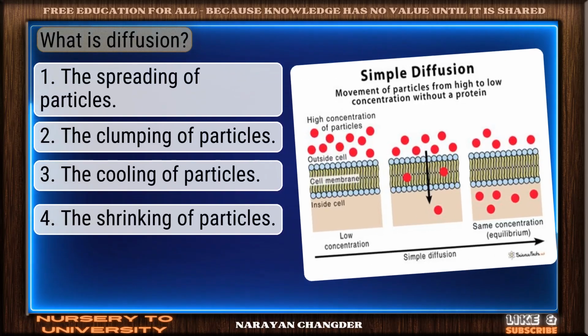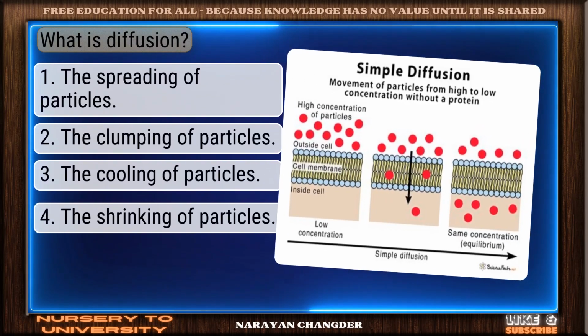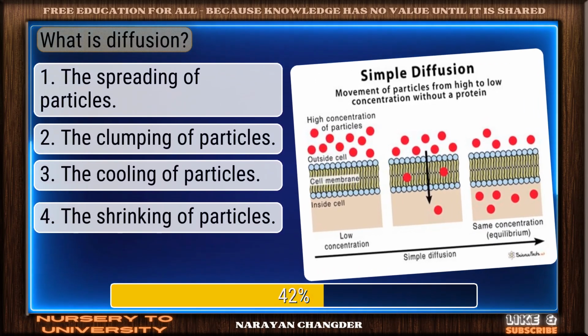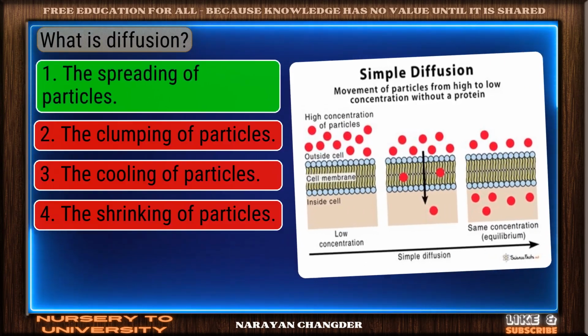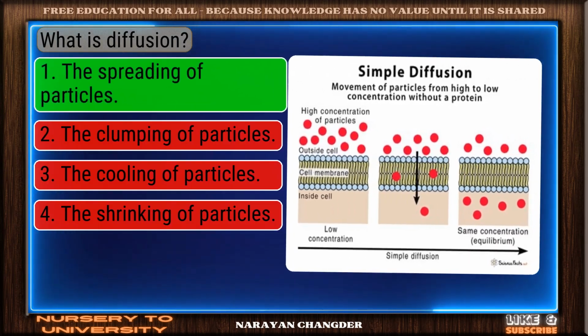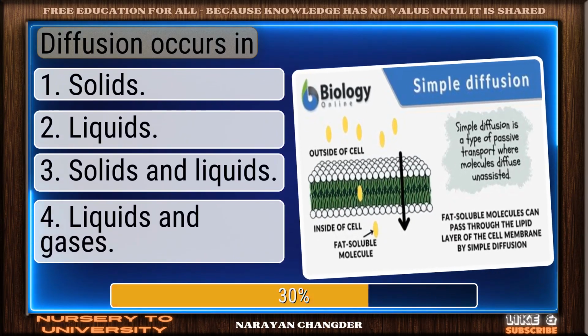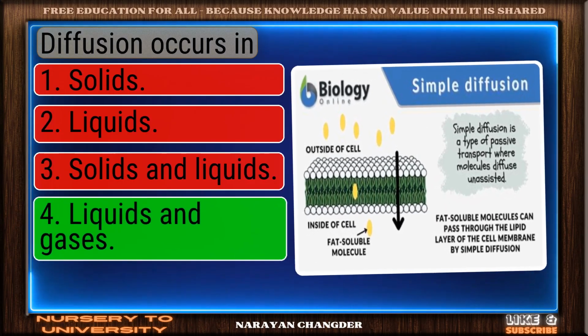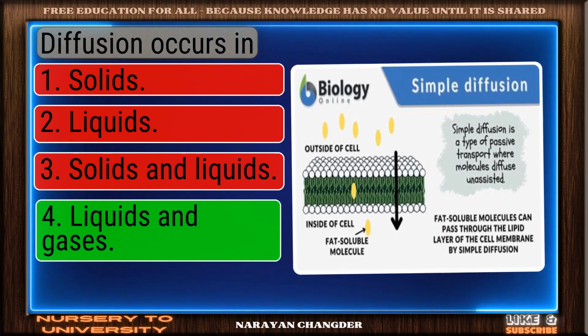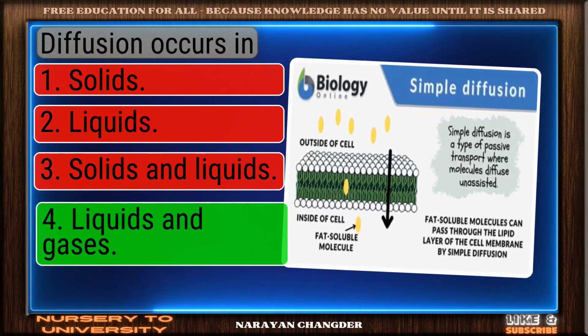Can you solve all these diffusion questions? What is diffusion? Smart move. The spreading of particles is an accurate answer. Diffusion occurs in. Right choice. Liquids and gases is the best answer.